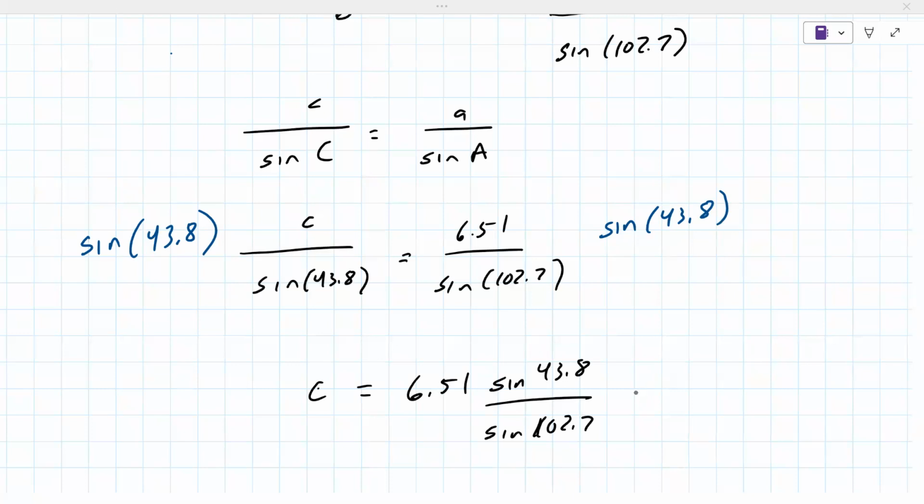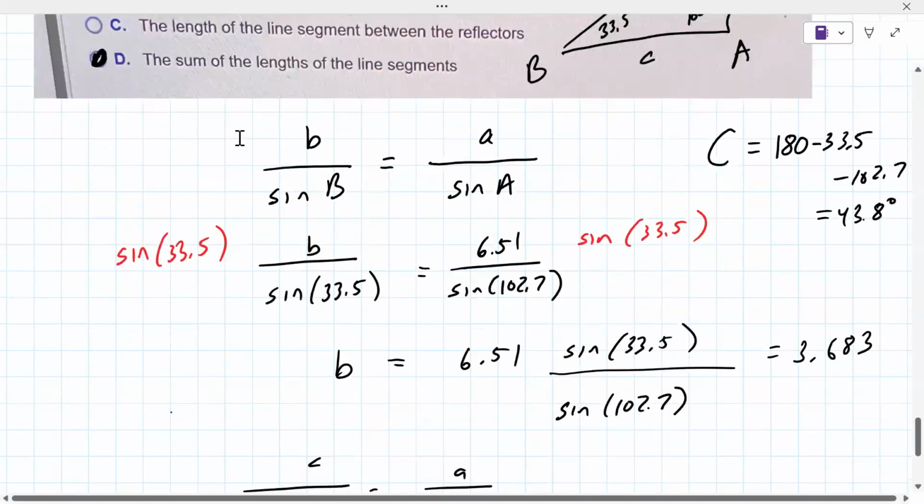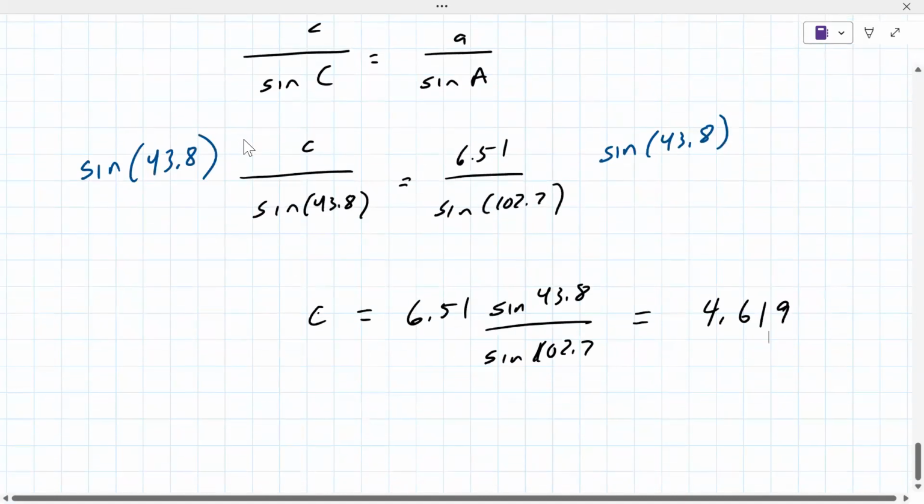And then that ends up being 4.619. And then your total length here, not all questions are created equal. I don't have it in, I'm snipping the rest of it.